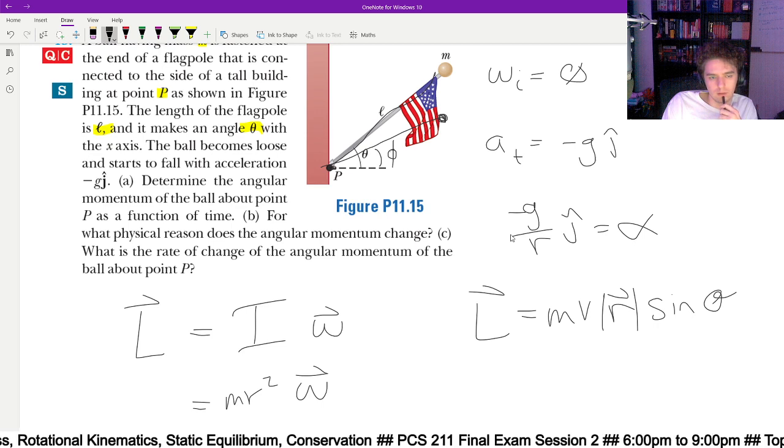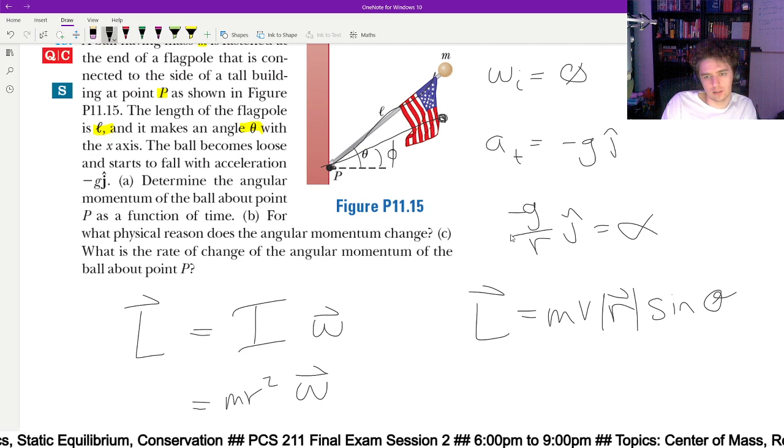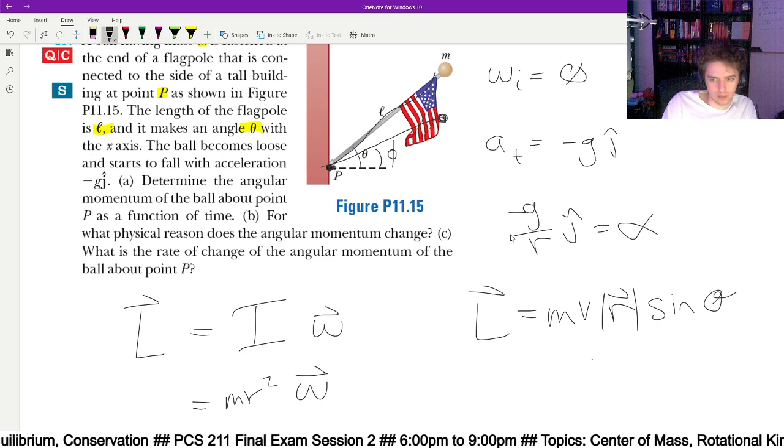So in this case, when you put R, it's L, right? Here, this R. Yeah, this here.